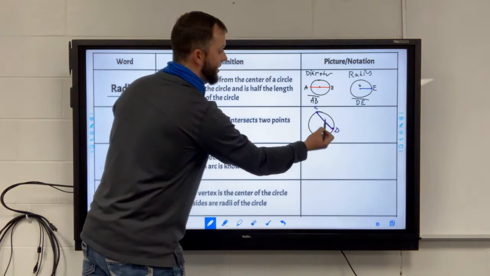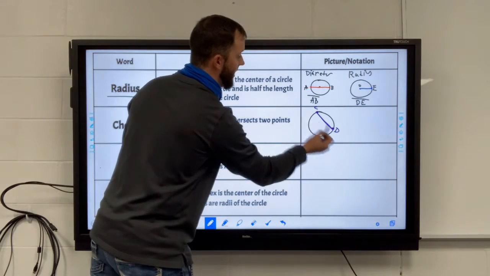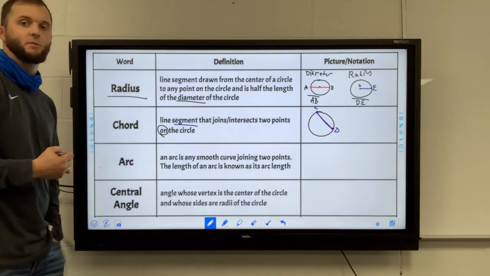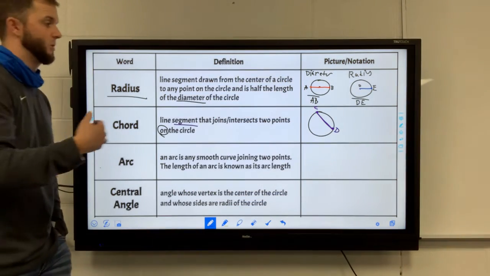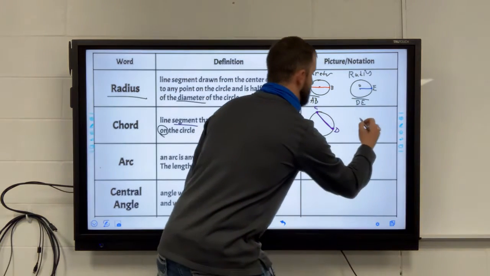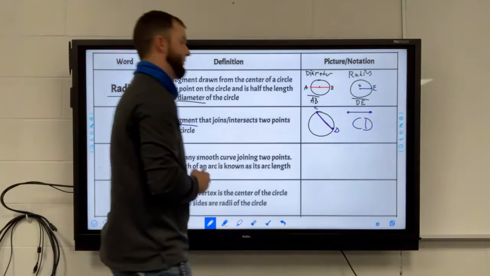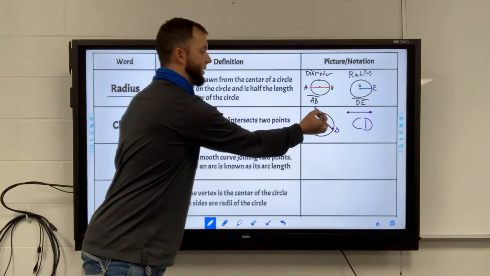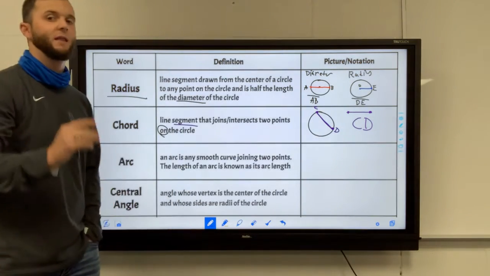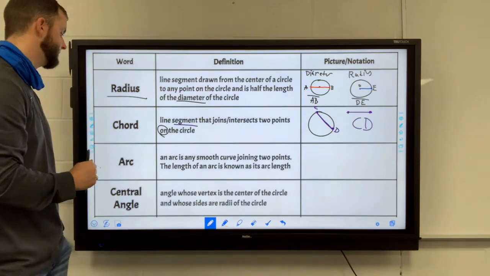So I have point C, I have point D, that's creating a chord right there. It's going in between two points of a circle. And if I wanted to write that, I'm going to call it line segment CD with a line above it. So again, a chord connects two points on the circle. That, ladies and gentlemen, is a chord.